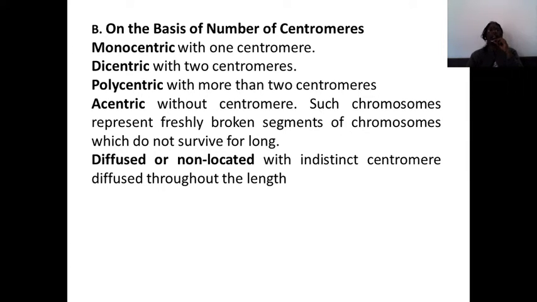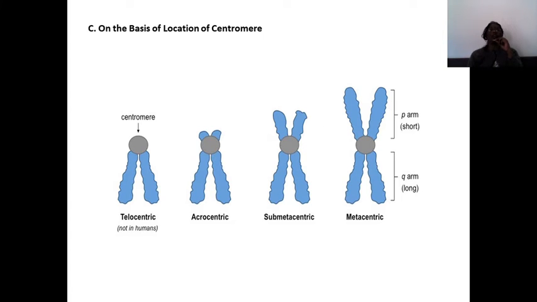Along with that, when the centromere is not distinct, it is indistinct and non-located, then that type of chromosome is termed as a diffused chromosome. On the basis of the position of the centromere, where it is located along the length of the chromosome, the chromosome is termed as metacentric, submetacentric, acrocentric and telocentric. Metacentric means that due to the position of the centromere, the two arms of the chromosome, that is the long arm and short arm, are equal in length. Therefore, it is termed as metacentric.